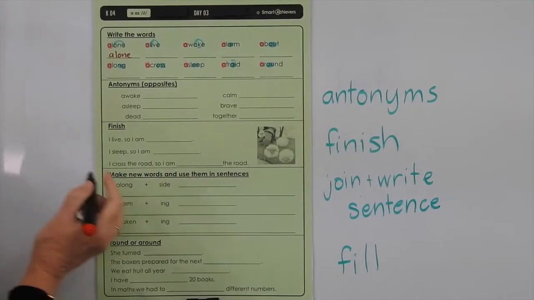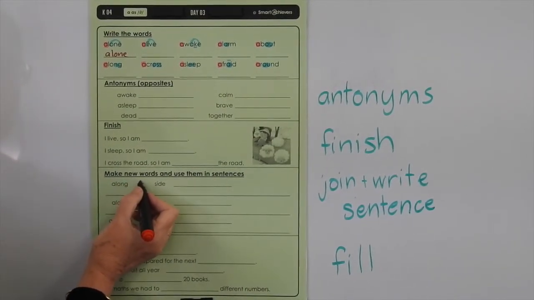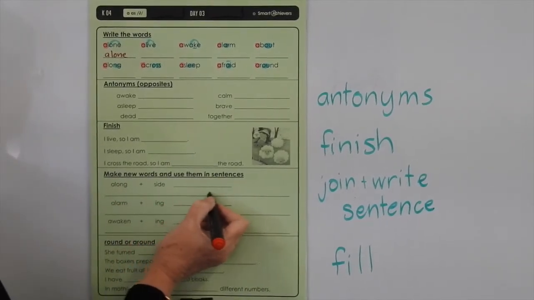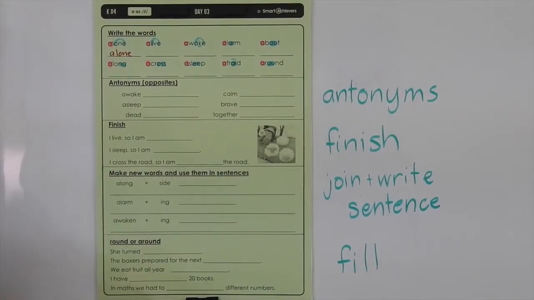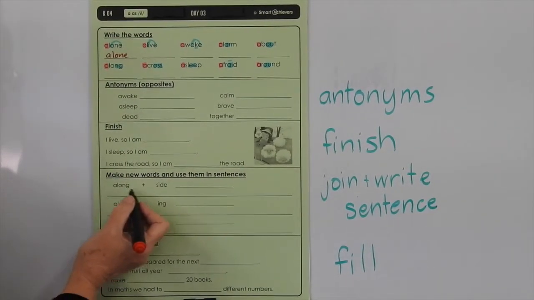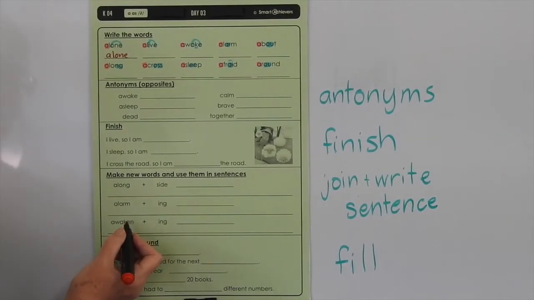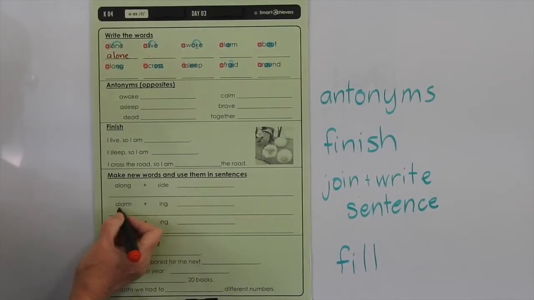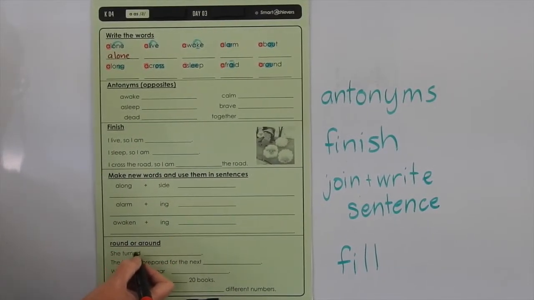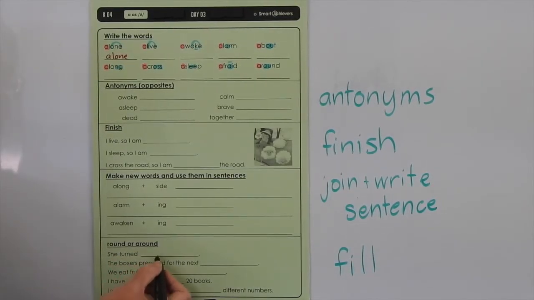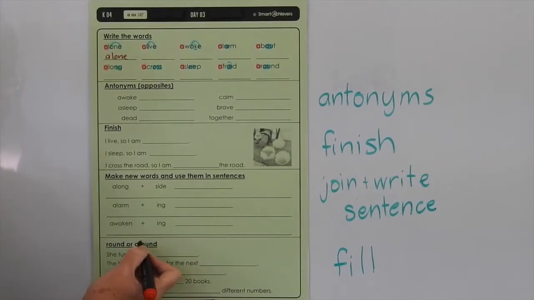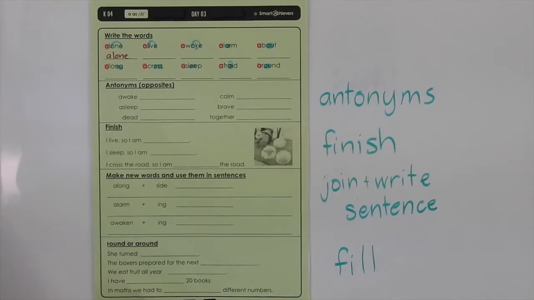They're quite easy. Now down here you're making a new word, and then you have to write it, and then you're using that word in a sentence so that we know that you know what it means and you've seen its change of structure. You've recognised that it's changed the structure of the word. So we've got alongside, alarming, awakening. Now round or around, you have to read the sentence and work out which would be the better word to use in each one. So would it be round or around? You can work those out on your own and finish that page.